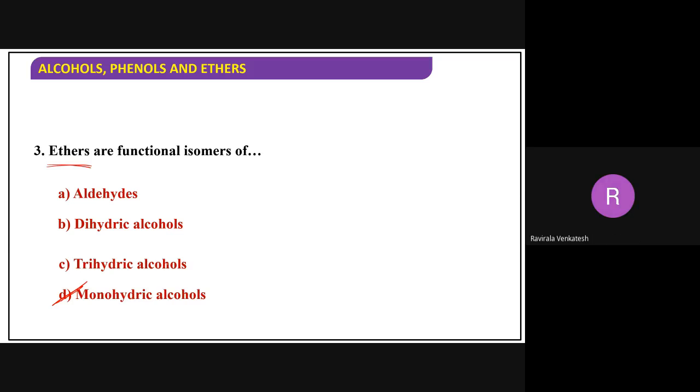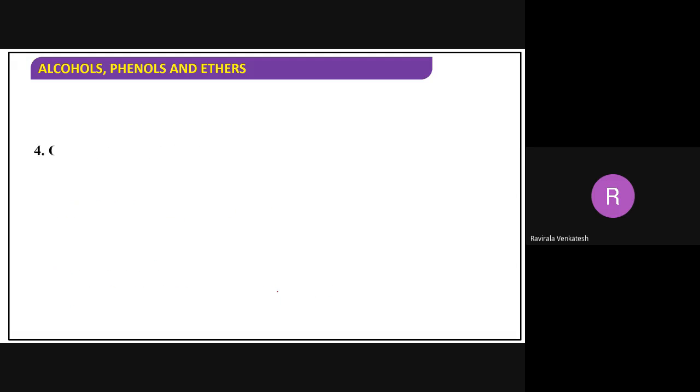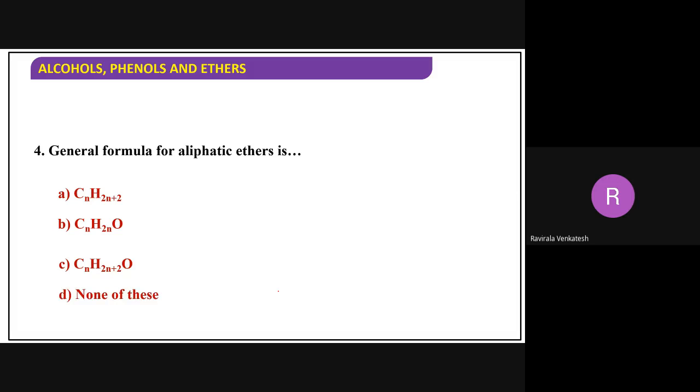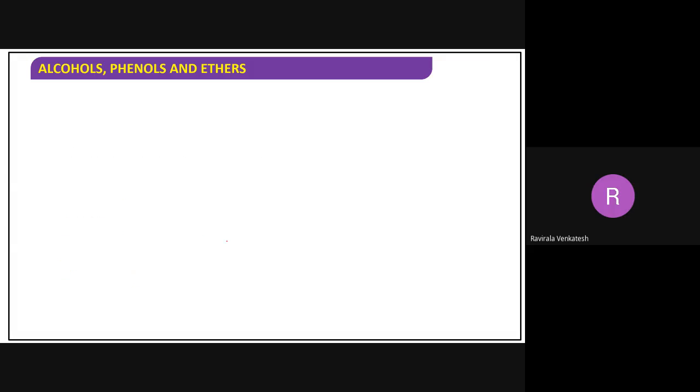Monohydric alcohols have only one OH group. The one with two OH groups, CH2OH, is a dihydric alcohol. This one, CH3CH2OH, is a monohydric alcohol. What is the general formula? CnH2n+2O.